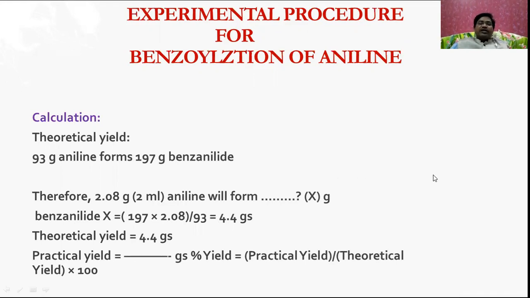Therefore, how much will 2.08 grams, that is 2 ml, of aniline form? You have to calculate how much is formed. Benzanilide equals 197 into 2.08 by 93, which equals 4.4 grams. That is the theoretical yield: if the reaction is carried out 100%, you will get 4.4 grams. Then for the practical yield, you calculate the practical yield divided by the theoretical yield into 100. That gives the percentage yield of our reaction.